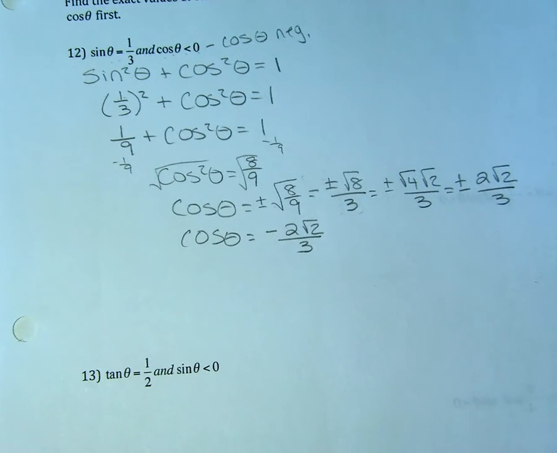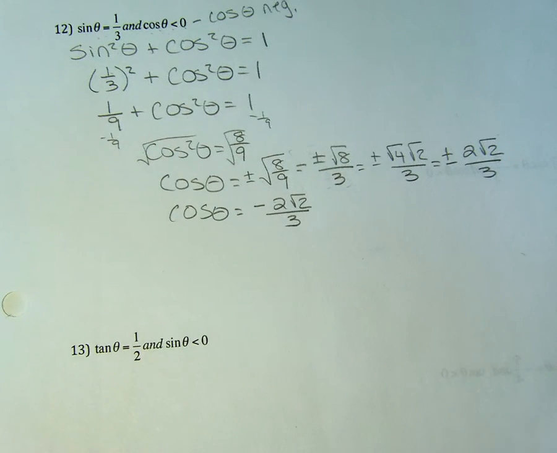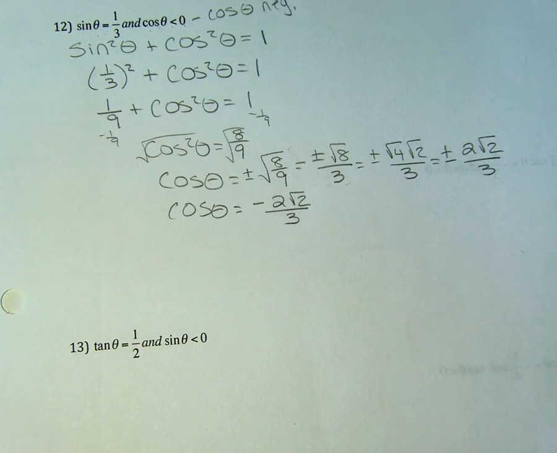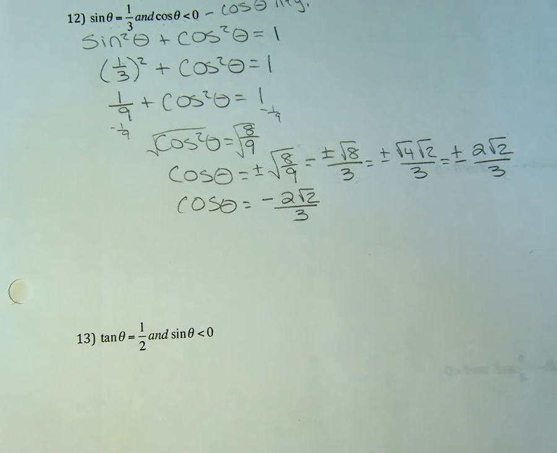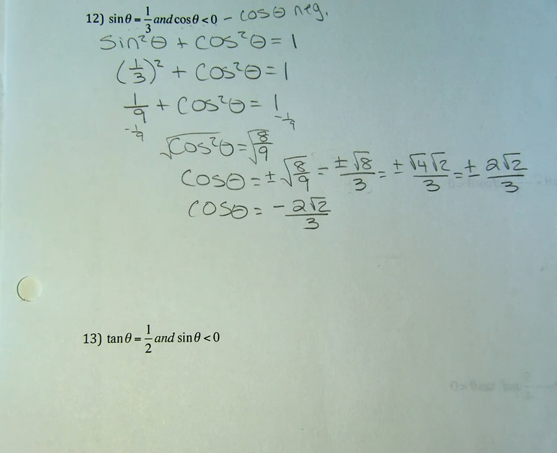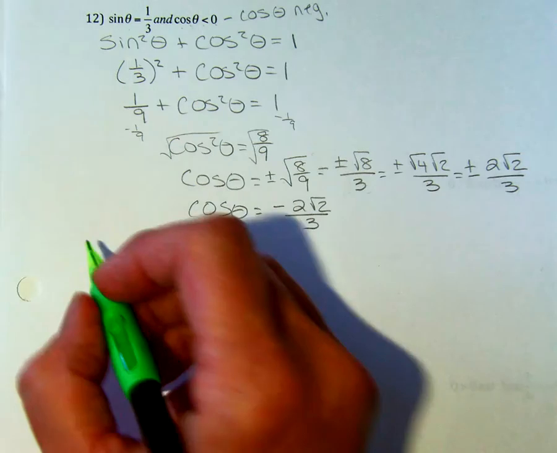So that's what I want you to do right now. Go ahead and pause this and find tangent, cosecant, secant, and cotangent. You don't have to write out the identities like we did earlier because there is quite a bit more work involved. So go ahead and hit pause and find the remaining trig functions. Okay, so let's see how you did.